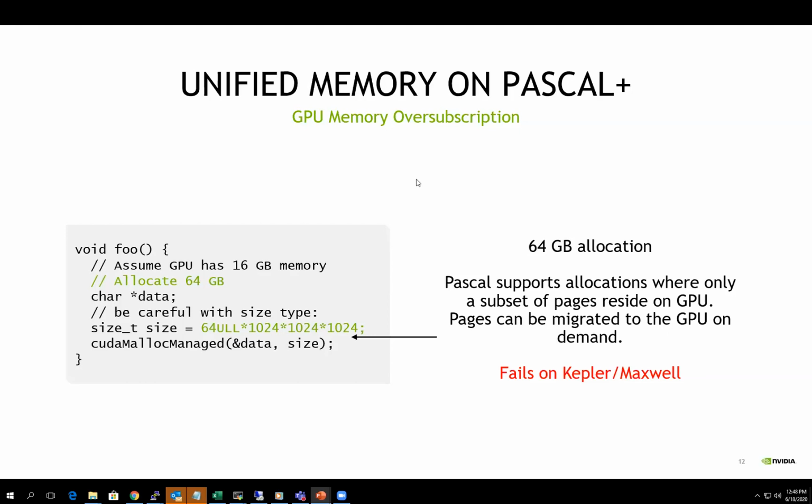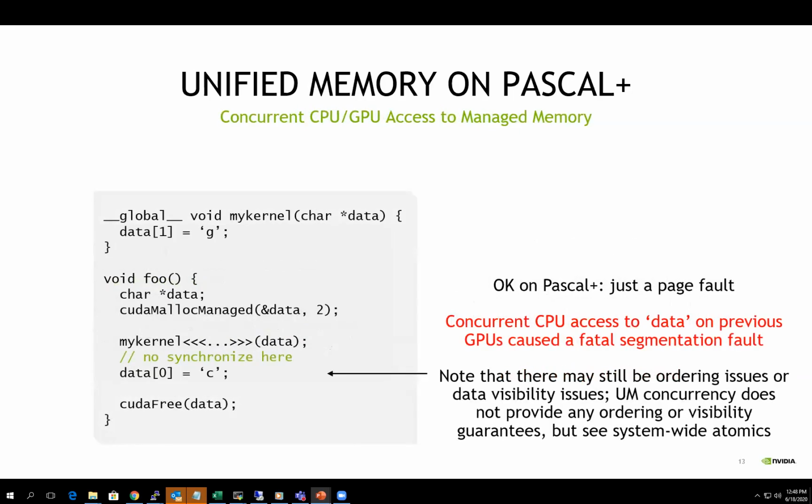Okay, so that's oversubscription, a neat feature. We've also talked about this idea of concurrent access, CPU and GPU access to the same allocation. I don't need any synchronization if I don't want to. I can launch a kernel, which is presumably accessing the data, and at the same time, my CPU code can access the data.